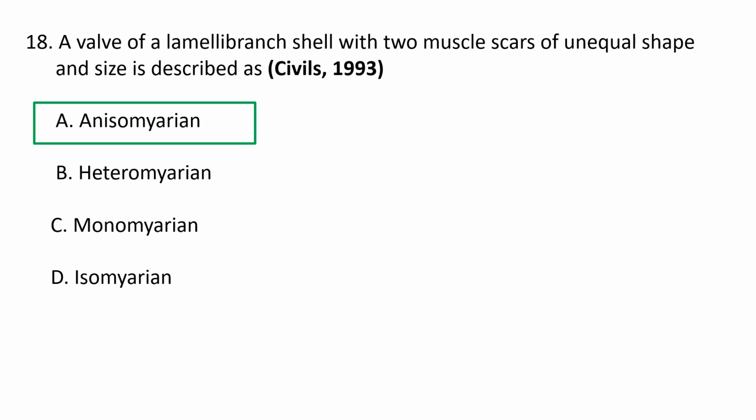Anisomyarian. In those bivalves with two adductor muscle scars of different sizes, the posterior scar will be the larger of the two and will be visible on both valves. This condition is referred to as anisomyarian. If the scars are of equal size, this is termed isomyarian. And if the valve has only one muscle scar, this is known as monomyarian. So a valve of a lamellibranch shell with two muscle scars of unequal shape and size is known as anisomyarian. A is the correct answer.